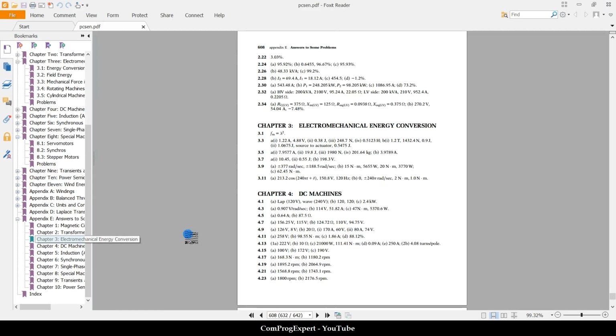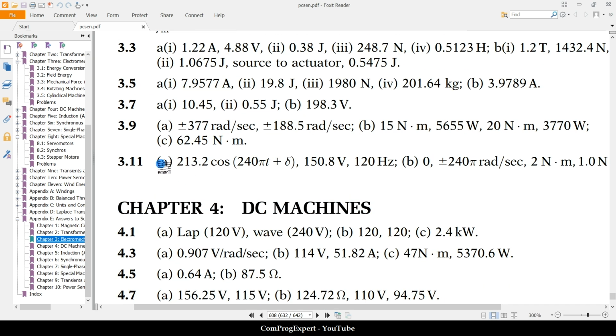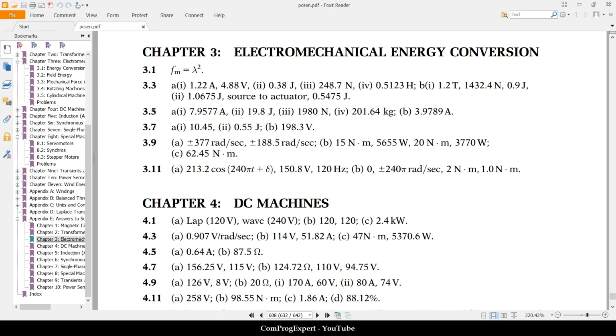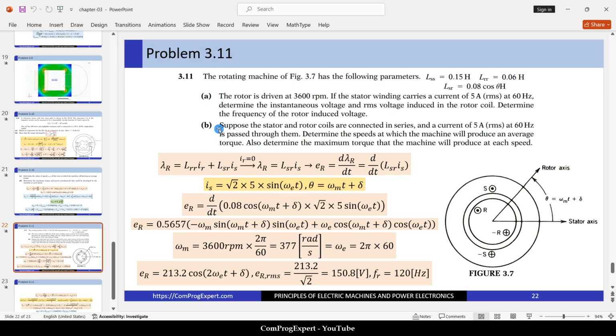For chapter 3, this is the function, this is the RMS value of the voltage, and this is the frequency of the rotor EMF. The next part: suppose the stator and rotor coils are connected in series and a current of 5 amps RMS at 60 Hz is passed through them. Determine the speeds at which the machine will produce an average torque. Also determine the maximum torque that the machine will produce at each speed.